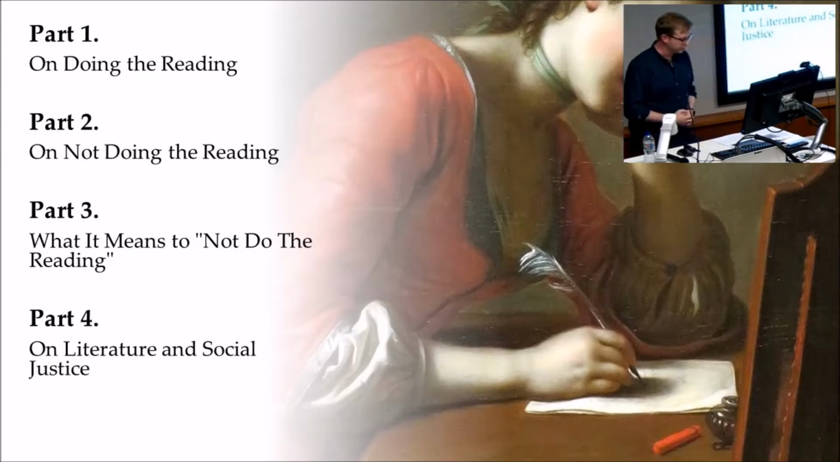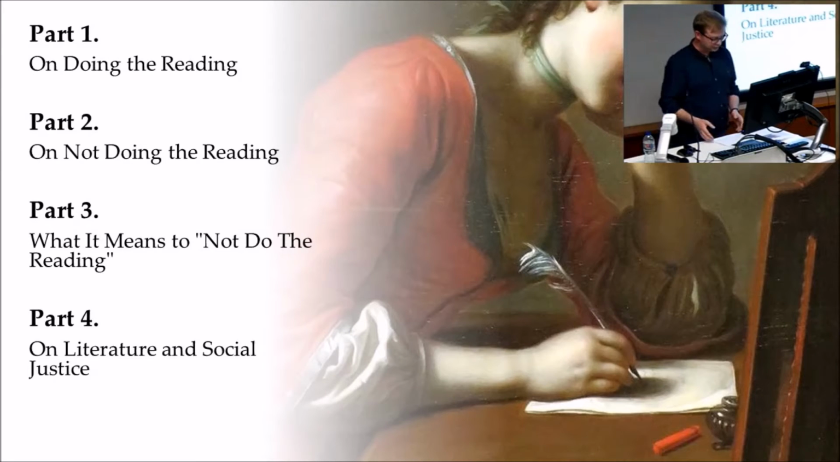So these are my four small sections for the rest of the lecture. First of all, I'm going to talk about why it's important to do the reading. Secondly, I'm going to talk about some quick case studies of what happens when you don't do the reading. Thirdly, I'm going to talk about what it means to not do the reading in the context of literature, but also this context I see in society as a whole. And then finally, I'm going to talk about literature and social justice. And spoiler warning, I think that literature is a really powerful tool for furthering the goals of social justice. And I'm going to explain why I think that as my conclusion.